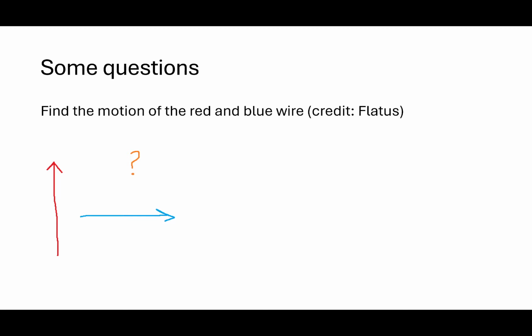So we have some more wire questions. There's a red wire and a blue wire, and they're just floating in space. Imagine that they have current going through them and they're just stationed there. What is the motion of the red wire? What is the motion of the blue wire? And credit to Flatus for this question. He DM'd it to me the other day.